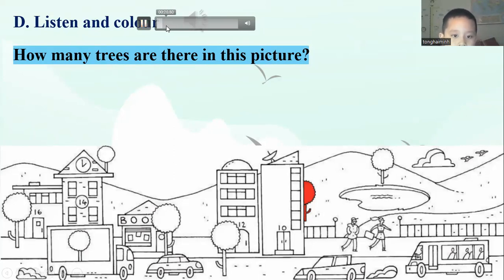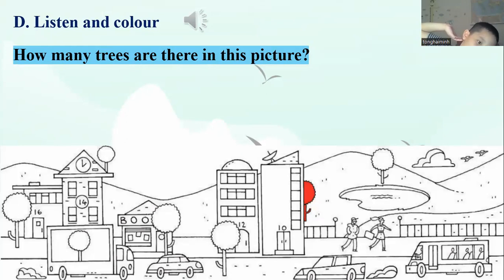Listen and look. There is one example. Look at the flats in this street. Can you see the tree behind the number 10 flats? Yes, I can. Great. Colour the tree behind those flats red, please. Red? Yes, that's right. Can you see the red tree behind the number 10 flats? This is an example. Now you listen and colour.